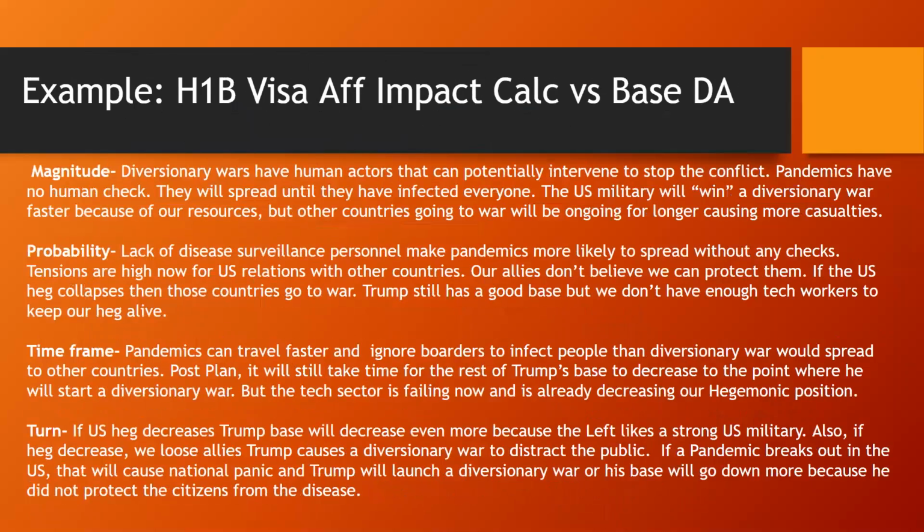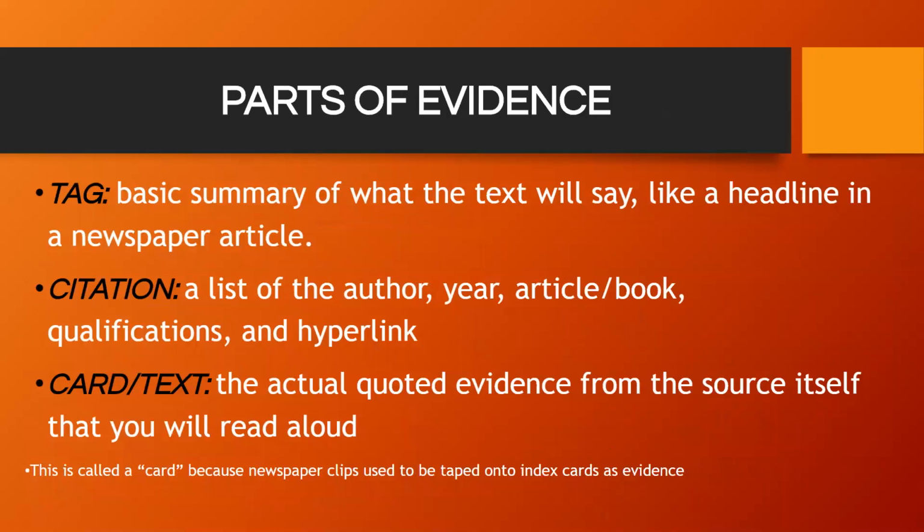So we're going to skip that. Now I'm going to move into parts of evidence, because you're all about to read lots of evidence for your tournament. You may not know what these are, but when you're reading, there are parts of evidence. At the top, the tag is a basic summary of what the text will say, like a headline in a newspaper article. That first part is called a tag.